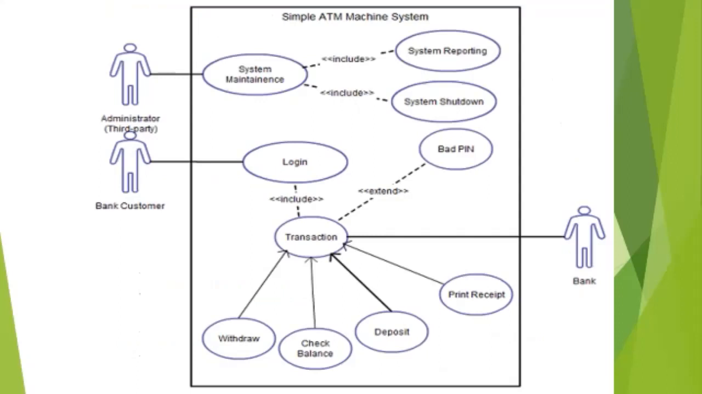This is the example of an ATM machine system where there are actors: administrator, bank customer, and bank. System maintenance, system reporting, and system shutdown are the use cases connected to each other through include functions, and login and transaction. These use cases are connected through include or extend functions. In the transaction, there is withdraw, check balance, deposit, and print receipt.